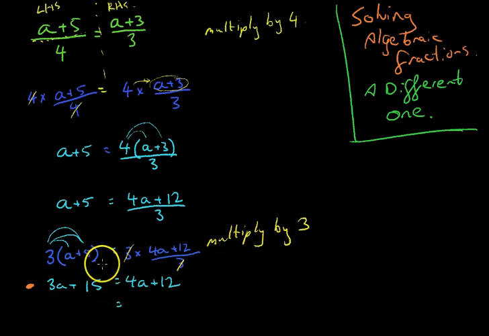So now it's just a matter of rearranging that, grouping your A terms on one side and your constant terms on the other side. I'll move all my A's to this side, so 4A, and that 3A is going to move over here and become negative 3A. And I've got a positive 15, and that positive 12 moves over here and becomes negative 12. 4A minus 3A is A, and 15 minus 12 is 3.